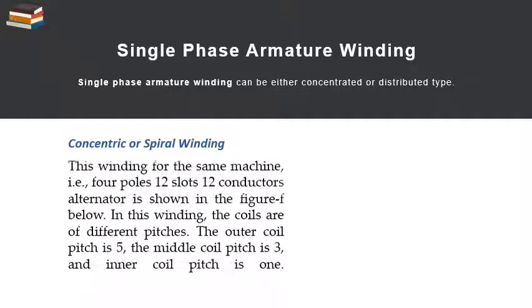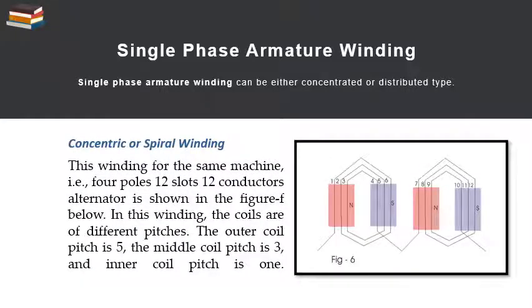Next, concentric and spiral winding. This winding for the same machine, that is 4 pole, 12 slot, 12 conductor alternator, is shown in a figure. In this winding, the coils are of different pitches. The outer coil pitch is 5, the middle coil pitch is 3, and the inner coil pitch is 1. So this is the diagram of concentric or spiral winding.